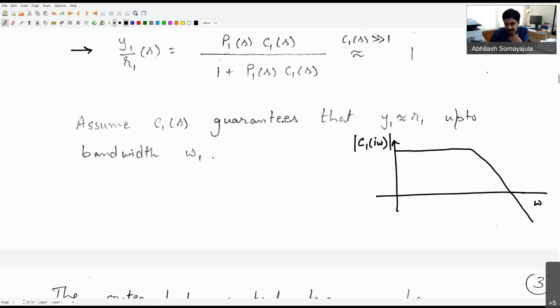And we discussed this idea that the bandwidth basically refers to the portion at which it is having a sufficiently high value. So the bandwidth of this system can approximately be given by this value right here, and I call that bandwidth in this case omega 1 for the inside loop dynamics. For the dynamics which is trying to map Y1 equal to R1, the bandwidth is, let us say, omega 1. But we'll see why this bandwidth is important in just a minute.